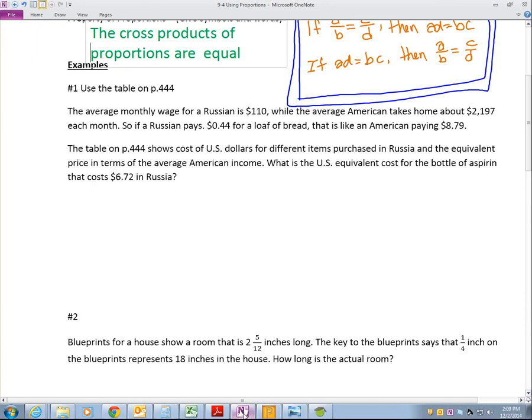So if we're going to have a bottle of aspirin, which I believe is an American company, they're going to sell this bottle of aspirin, which costs about $7 here. They're going to sell it to somebody in Russia for that same amount, and we're going to find out how much money they're actually spending. How much does it hurt their income to purchase this? So we're trying to find out two things that are proportionate.